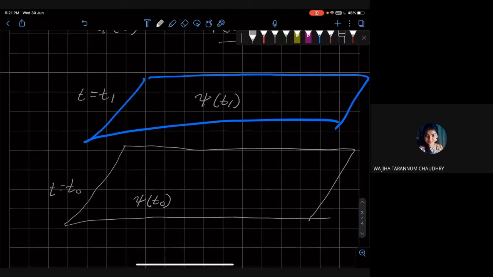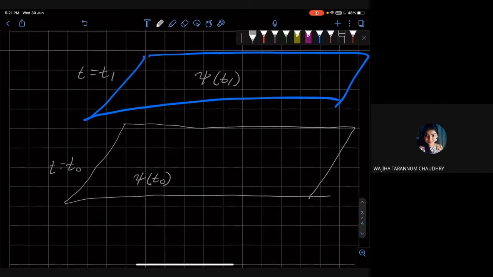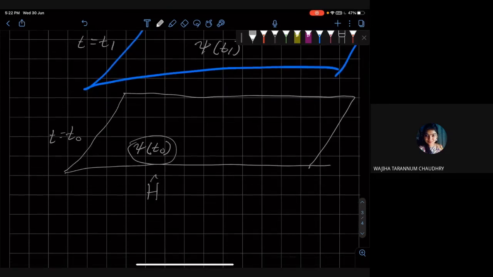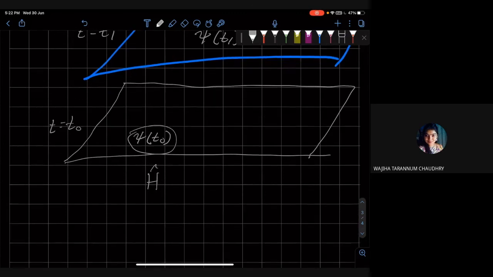So what you have to do is solve the Schrodinger equation. So what do you need for this? You need the wave function of the universe at a given time, t0. You need the Hamiltonian of the universe. And then suppose that the Hamiltonian of the universe is time independent. Then you solve the Schrodinger equation. What does solving the Schrodinger equation imply? It implies calculating the time evolution operator.